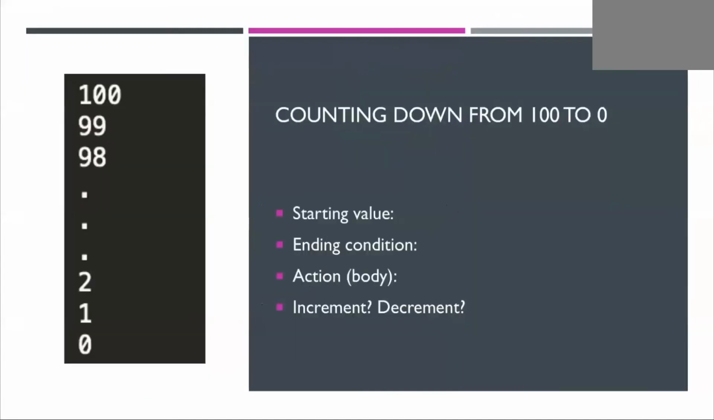Let's try our next one, which is a little different. It's counting down from 100 to 0 this time. So once again, we need those 4 components, and I'm actually just going to change this to the ending condition. It seems like just condition might be a little bit easier for you guys. So let's do from 100 to 0. What would be our starting value? What would be our counter initialization, I guess?